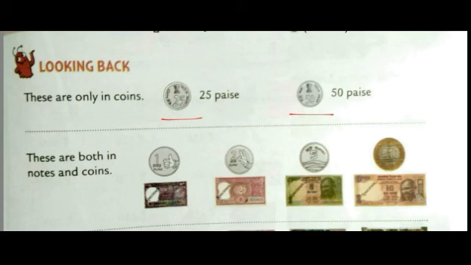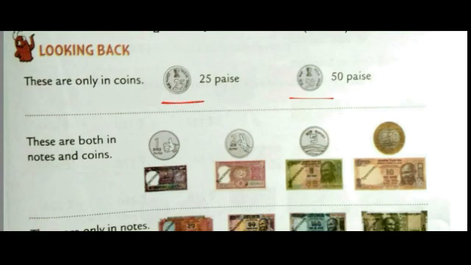All the coins have the shape of a circle. But are they the same size? And all the notes are rectangular in shape. But are they the same size? Let's see. Scholars, this is a 25 paise coin and this is a 50 paise coin. These are no longer in use now.